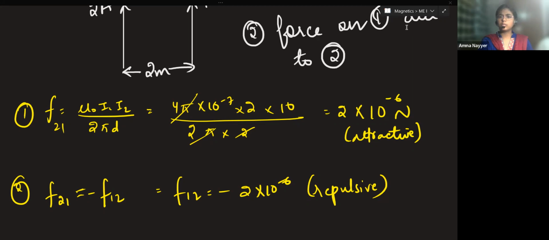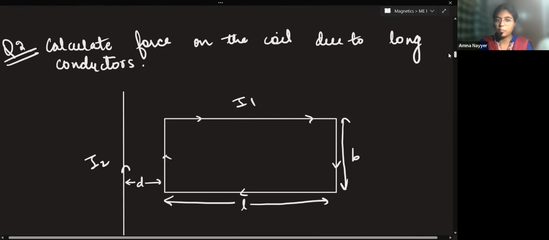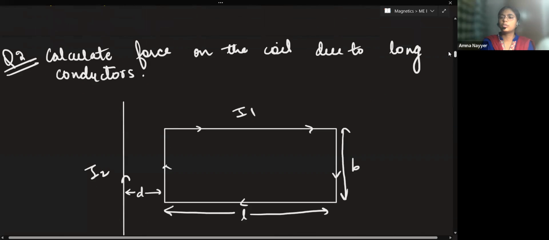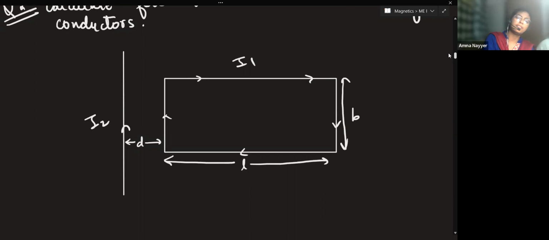You must have done it by now. It was a short question, a direct formula-based question. Now let's see, this is one of the important questions. You have to calculate the force on the coil due to the conductors. And this time it's not force per unit length, it's the net force that you have to calculate.